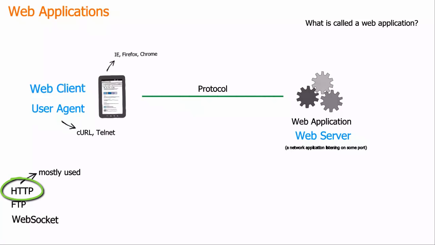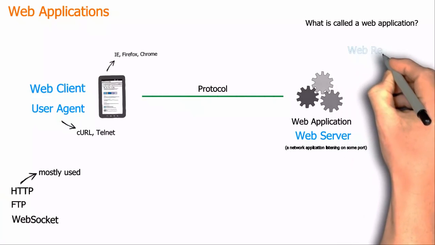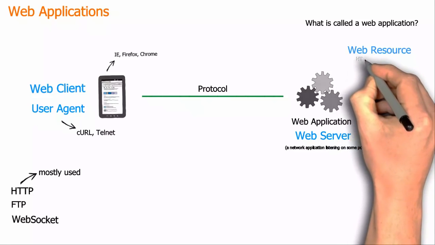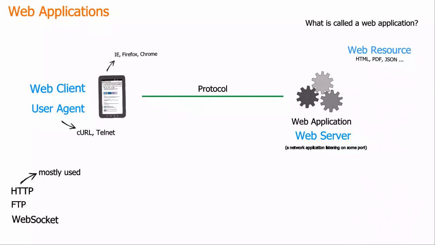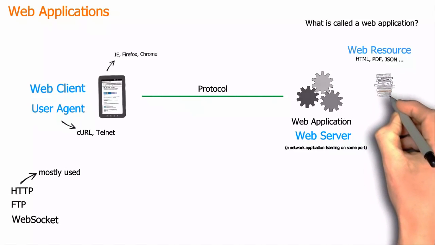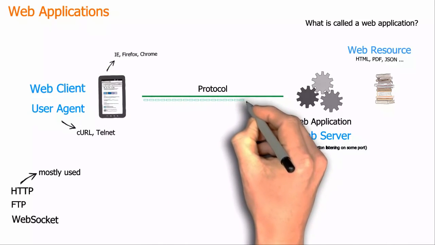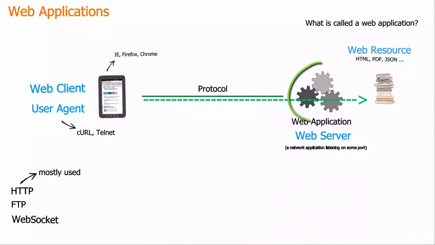So let's dig somewhat more into the HTTP protocol. To understand the HTTP protocol, let's start with what is called a web resource, or a resource as commonly said. A resource is a document like an HTML document or a PDF document or a JSON document or an XML file, or any kind of document which is hosted by a web server. In other words, a web client can access those documents through a web server.